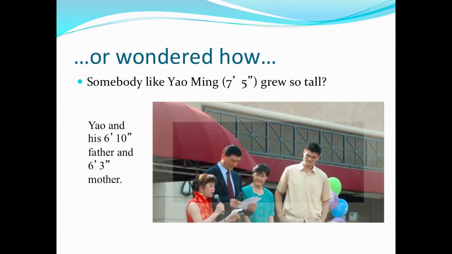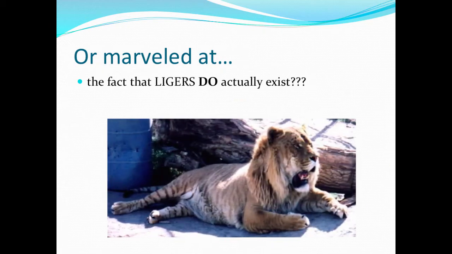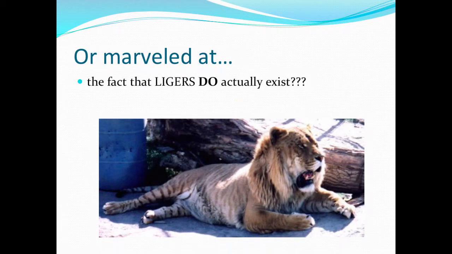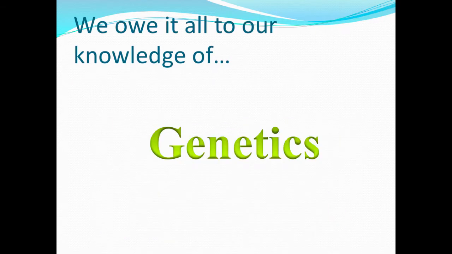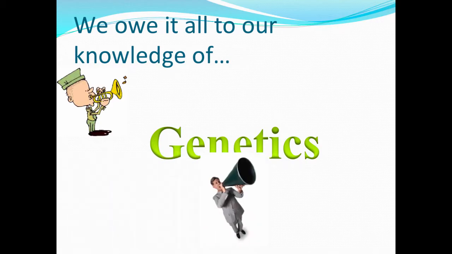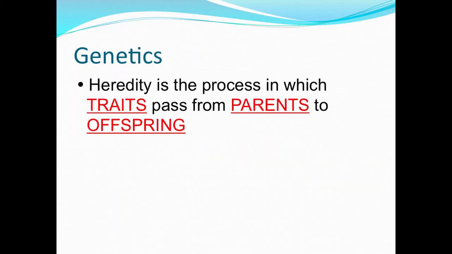Ever also wonder why Yao Ming, who's 7'5", grew so tall? Well, his mother was 6'3", and his father was 6'10". Or ever marvel at the fact that ligers actually do exist? Well, we know that our key to all of this is genetics. So actually, let's talk about genetics.